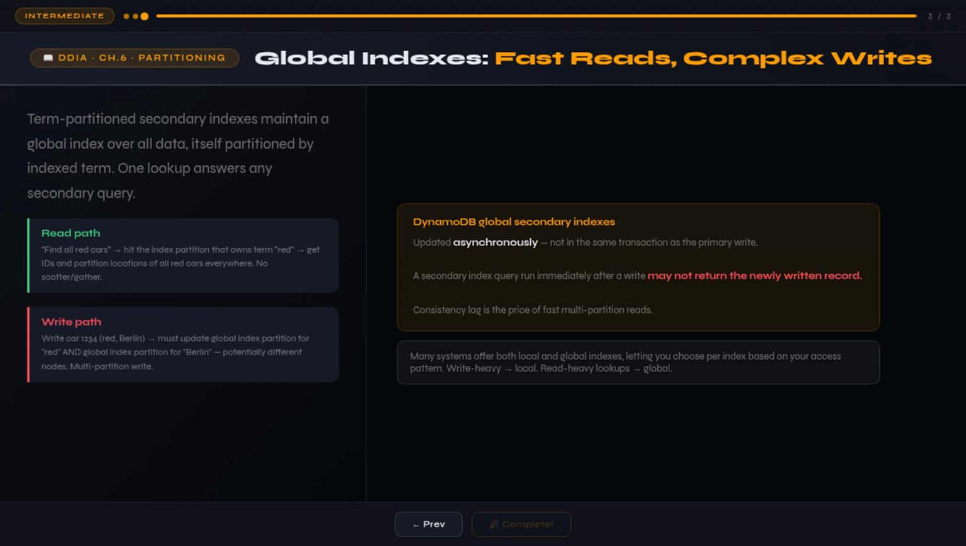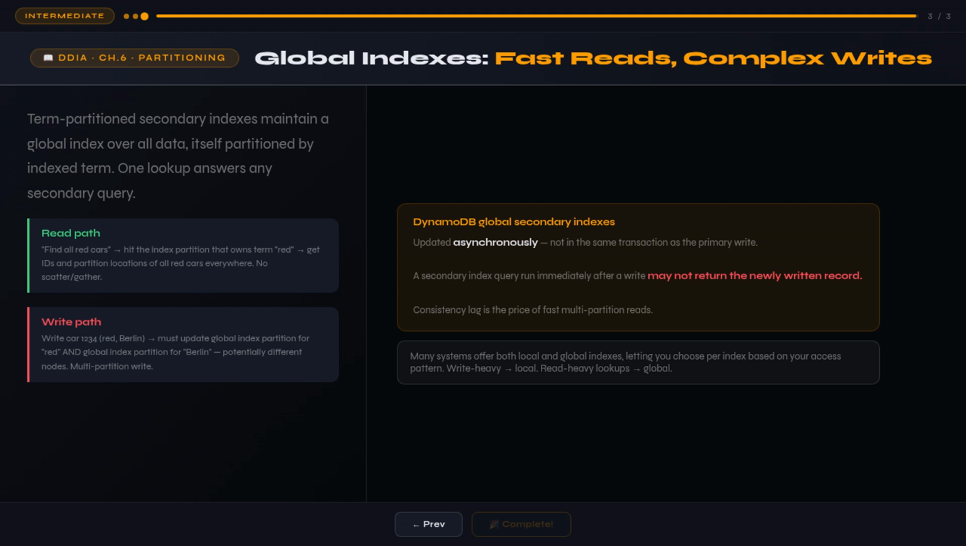Why not just keep the entire global index on one machine? For the same reason you don't keep all your data on one machine, it can't scale. Instead, the global index is itself partitioned, typically either by key range, so color terms from A to M go to one partition, N to Z go to another, or by hash of the term. The catch is on writes.